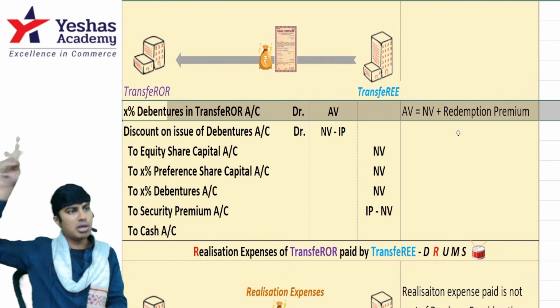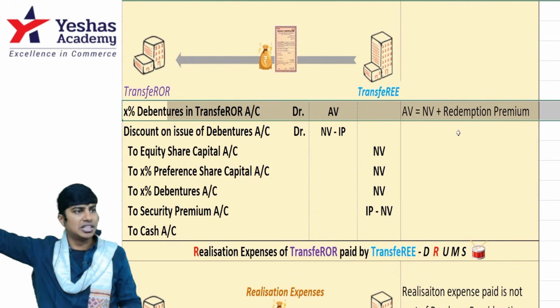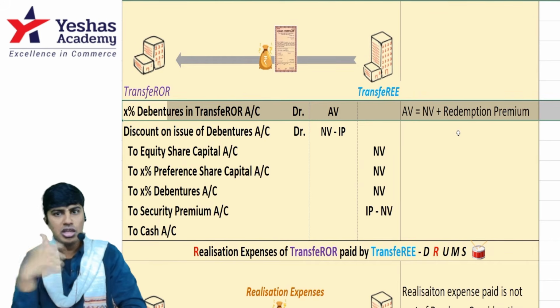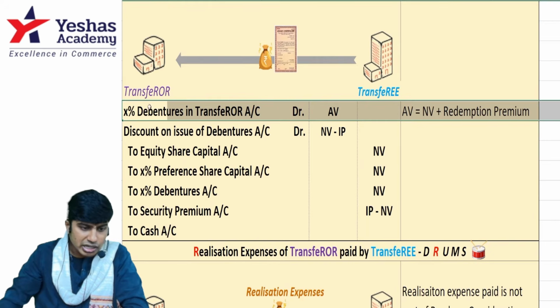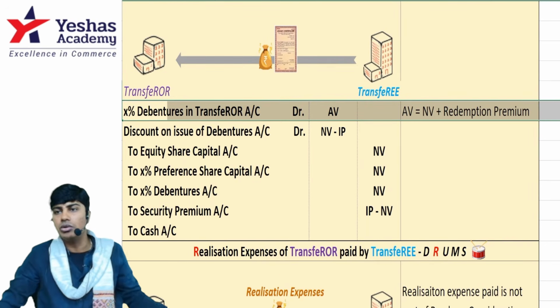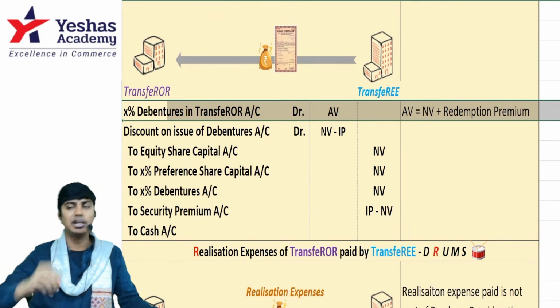If there is premium on redemption, you will take nominal value plus premium in the agreed value of liabilities taken over. Let's say 100 rupees is the nominal value of debenture of transferor. If you are agreeing to redeem it at 110, that is 10 rupees premium on redemption. Here, X% debenture account is not recorded at nominal value. It is recorded at agreed value: nominal value plus premium on redemption agreed. That is the agreed price.